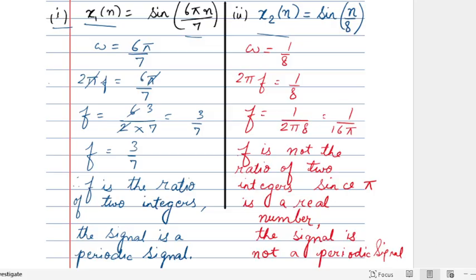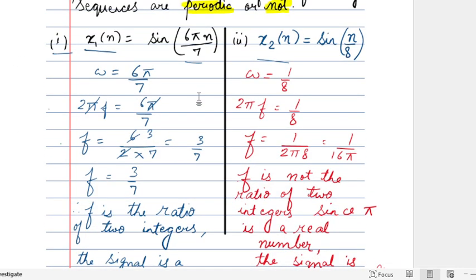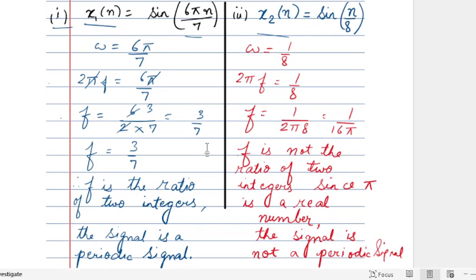So now you have seen how we can determine whether a signal is periodic or non-periodic. We just have to compare the given signal with ω, and we have to find the frequency. If the frequency is the ratio of two integers, then only we can say that the signal is periodic. And if the frequency of the signal is not the ratio of two integers, then we can say that it is not a periodic signal.